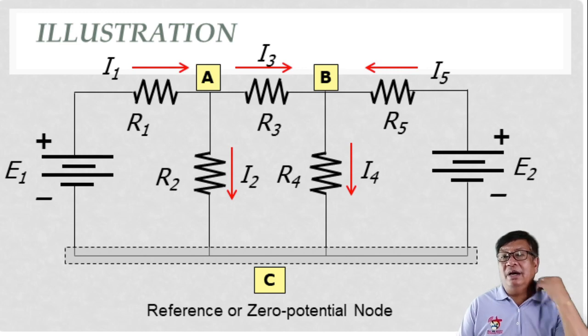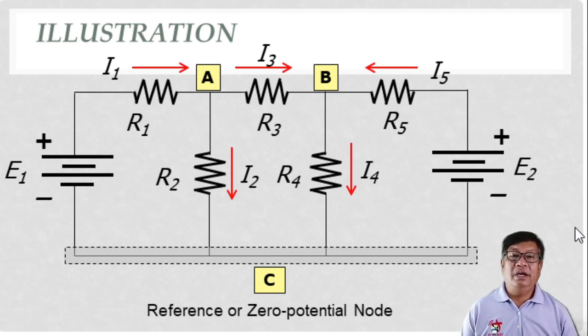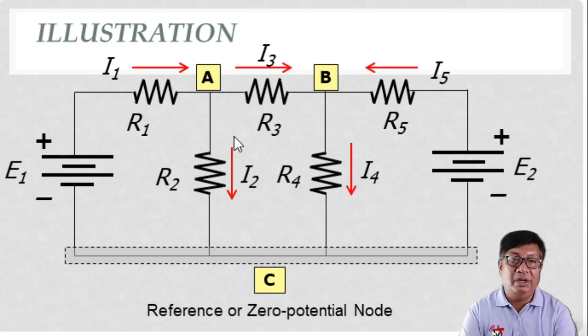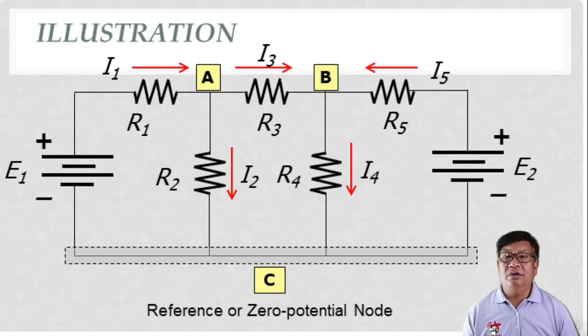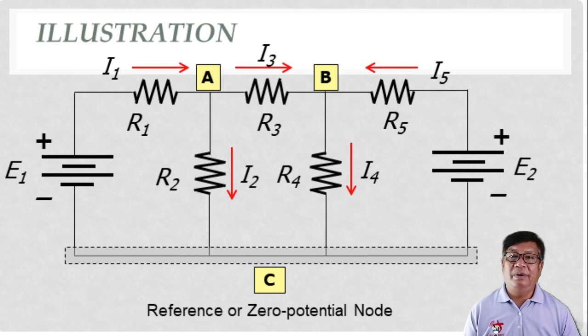As you can see, we have two voltage sources, E sub 1 and E sub 2. We have several resistances: R1, R2, R3, R4, and R5. So based on that circuit diagram, let us identify the nodes. According to the definition of a node, we must have 3 or more branch circuits.